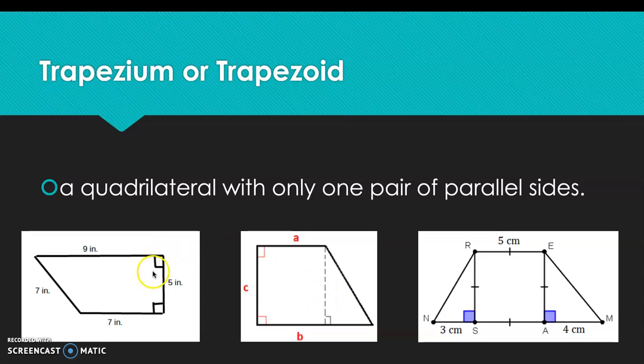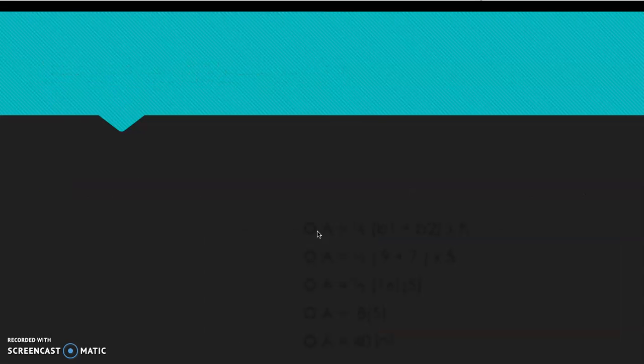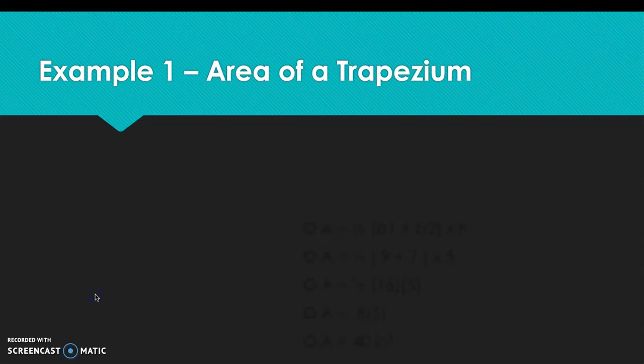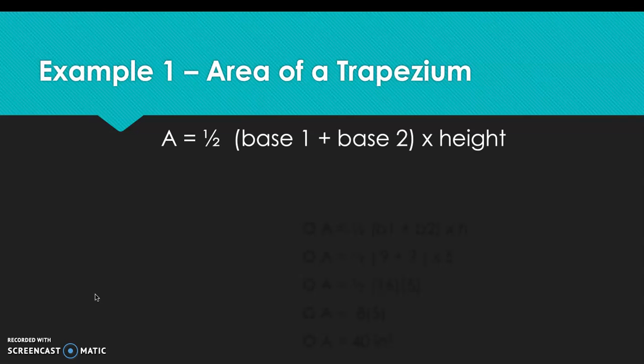These are all trapeziums. Different kinds, but they are all going to have the same formula for the area, which is what we're talking about today. Example 1, area of a trapezium. The formula for the area of a trapezium is 1/2 base 1 plus base 2 times the height.